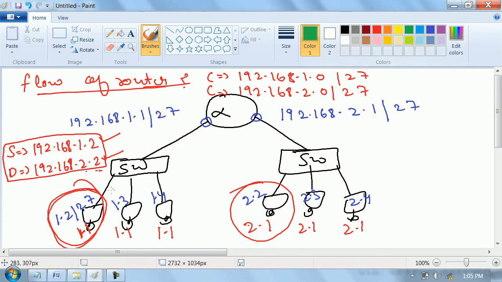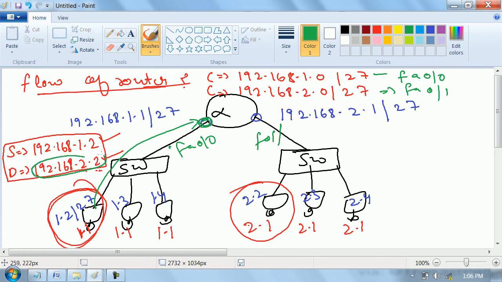यूजर ट्रैफिक सबसे पहले किसके पास भेजेगा? डिफॉल्ट, बोलो किसके पास भेजेगा? डिफॉल्ट गेटवे के पास। राउटर विल रिसीव ट्रैफिक ऑन दिस इंटरफेस. Let's say this interface is FA0/0 and this interface is FA0/1. Fine. Now, router will receive traffic on this interface.